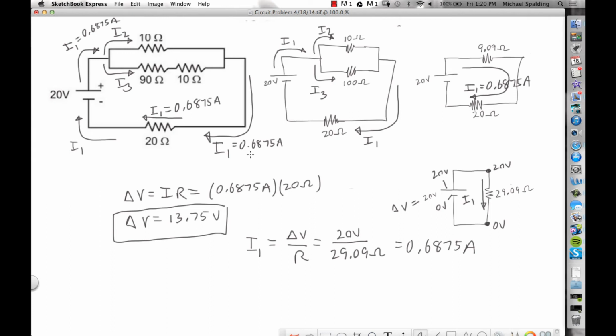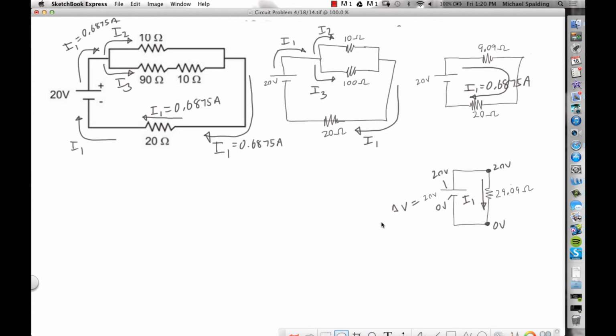Okay, number four is the hardest one in this problem. Number four wants us to find the current in the 90 ohm resistor. Now, what did I label that current? I1, I2, or I3? I3. We're looking for this guy right here. We're looking for I3, which flows all the way through these guys.